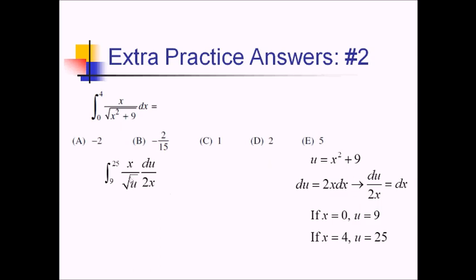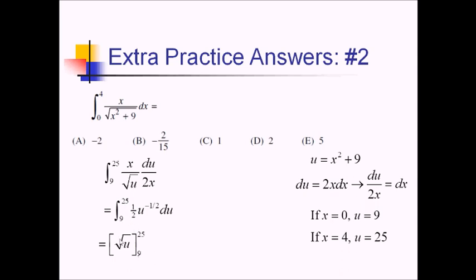X's can cancel. I'm going to have 1/2 times u to the negative 1/2. I'll write it that way so that I can use my reverse power rule a little bit more easily. So this exponent then is going to bump up to positive 1/2, and then we're going to multiply by the reciprocal of that, 2. 2 times the 1/2 here is going to cancel out. So when the dust settles, I've just got u to the 1/2 integrated, or evaluated rather, from 9 to 25.